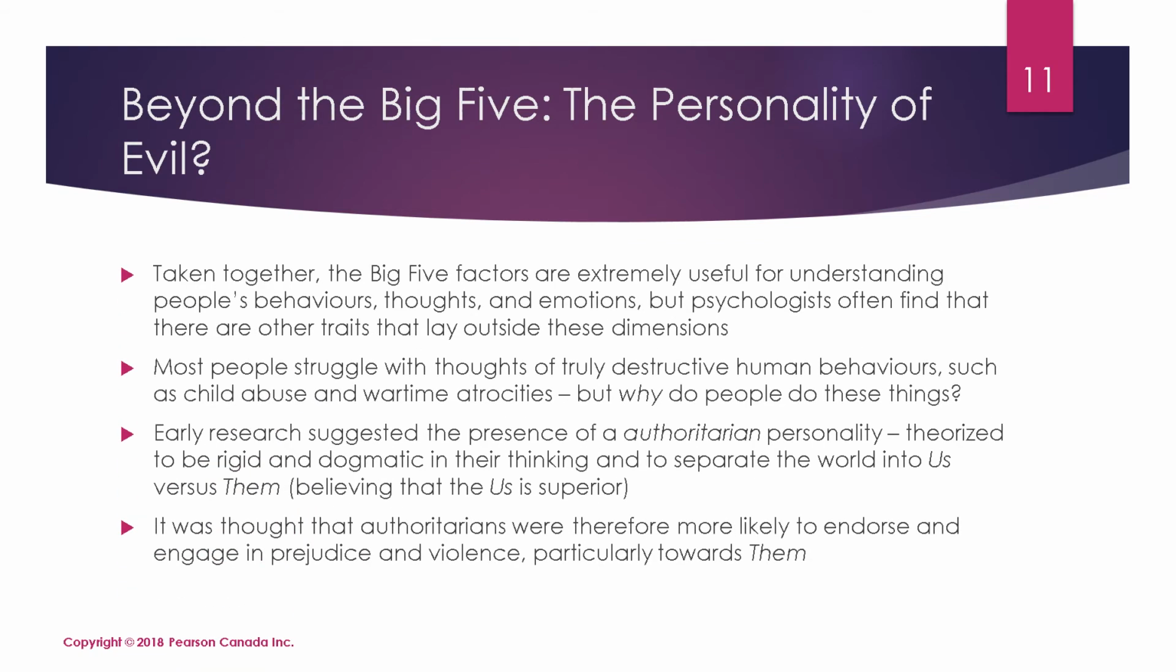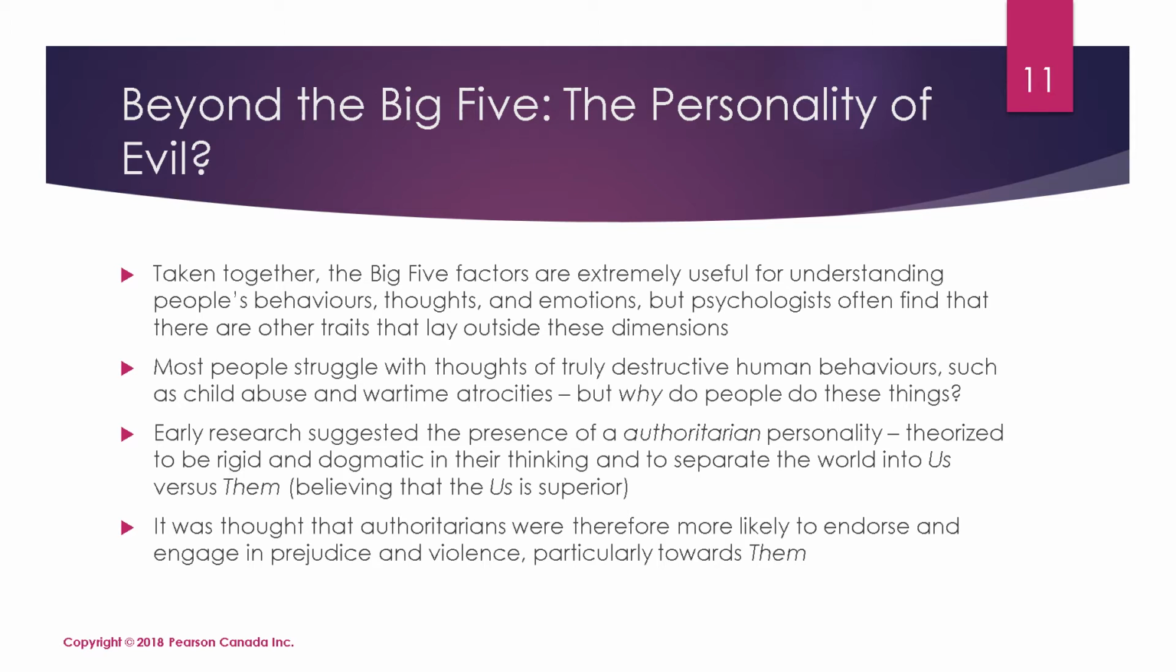So taken together, these big 5 factors are very useful in terms of understanding other people's behavior, thoughts, and emotions, but psychologists often find that there are other traits that lie outside of these dimensions. If you look at those, you'll see that there's a positive and a negative end to each in a way, but none of them really seem strong enough to describe somebody who commits truly evil crimes or does things that are really destructive to other people or to things in their environment.